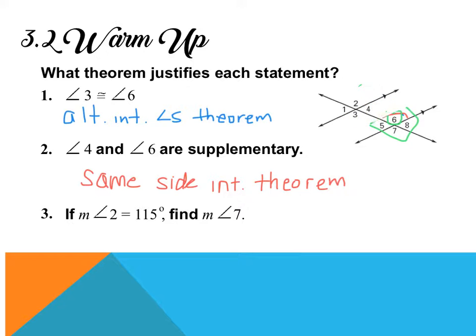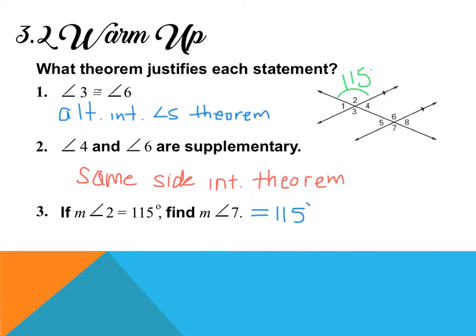All right, then number 3 says, if the measure of angle 2 is 115, so we're saying this is now 115 degrees, find the measure of angle 7. What would that answer be? 115. Why is it 115? Good. Alternate exterior angles theorem. Yes, everybody see that? Okay.